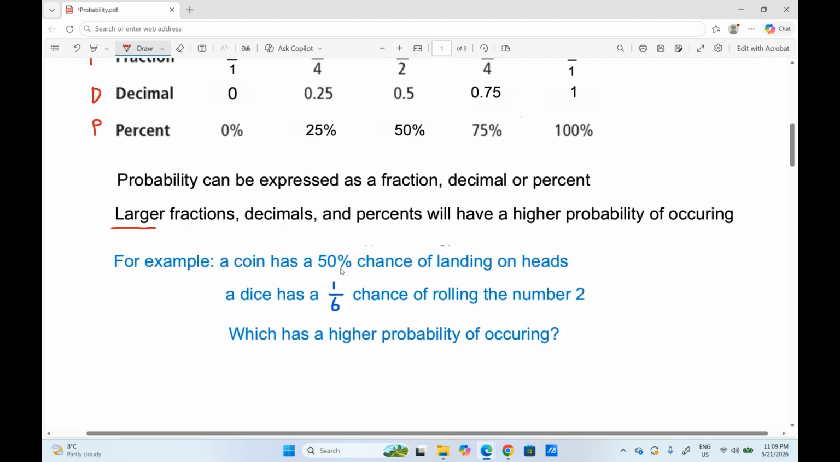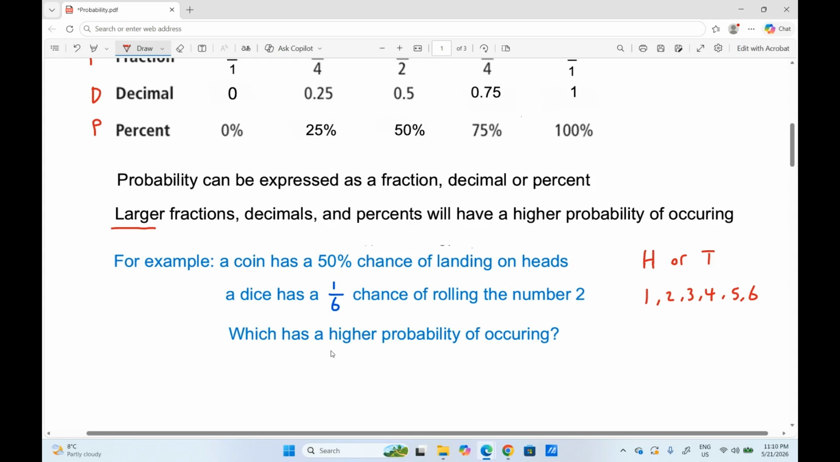Here I have a coin that has a 50% chance of landing on heads. Now, a regular coin has two sides, so the two sides would be heads or tails. So a 50% chance, a half, that would make sense. Now, a normal dice normally has six sides. So a dice has a 1/6 chance of rolling the number 2. On a six-sided dice, I have the numbers 1, 2, 3, 4, 5, and 6. So a 1 out of 6 chance of rolling the number 2 would make sense.